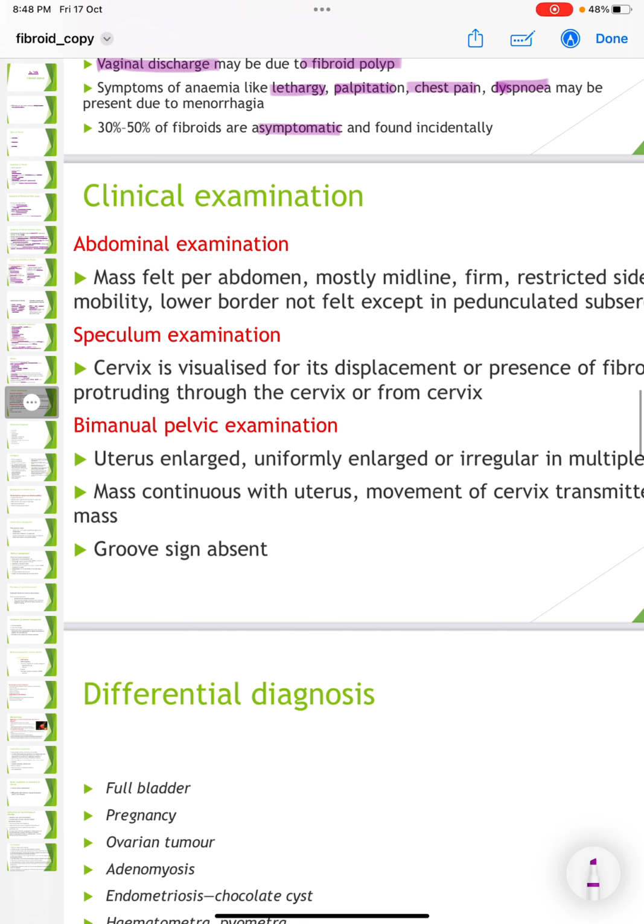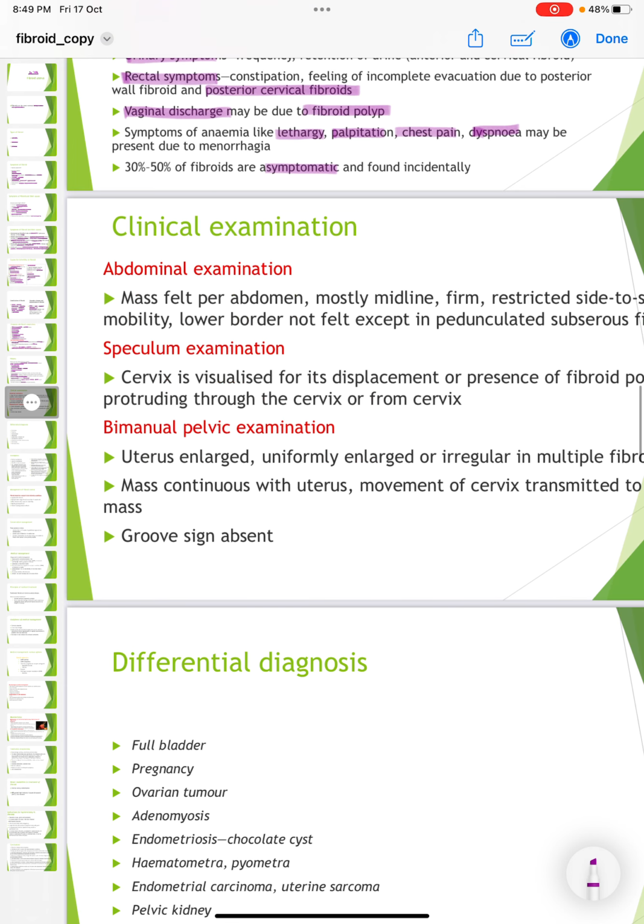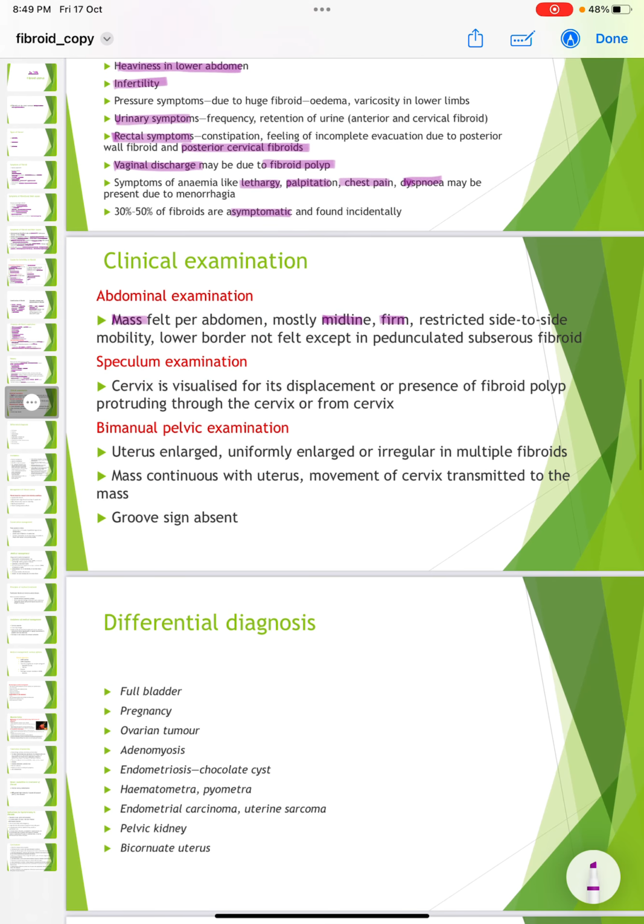Coming to clinical examination, mass per abdomen, it is midline mass, firm mass, restricted side to side mobility. Whereas ovarian mass, you get nicely side to side mobility. So lower border is not felt except in case of pedunculated subserous fibroid. Speculum, cervix is visualized. Note for its displacement or presence of any fibroid polyp protruding through the cervix or from the cervix.